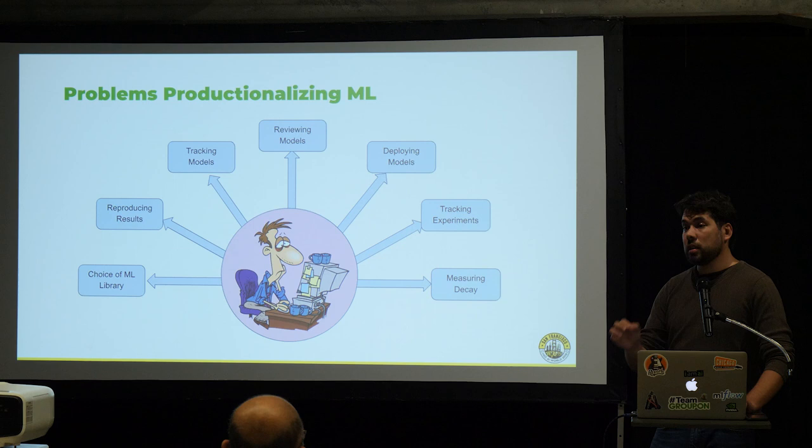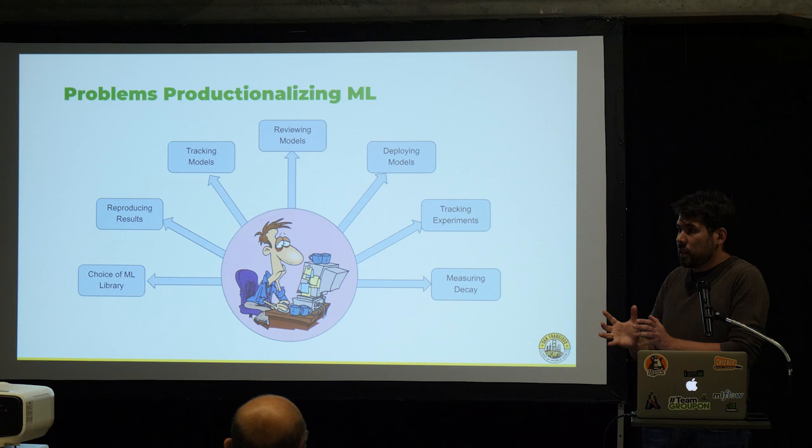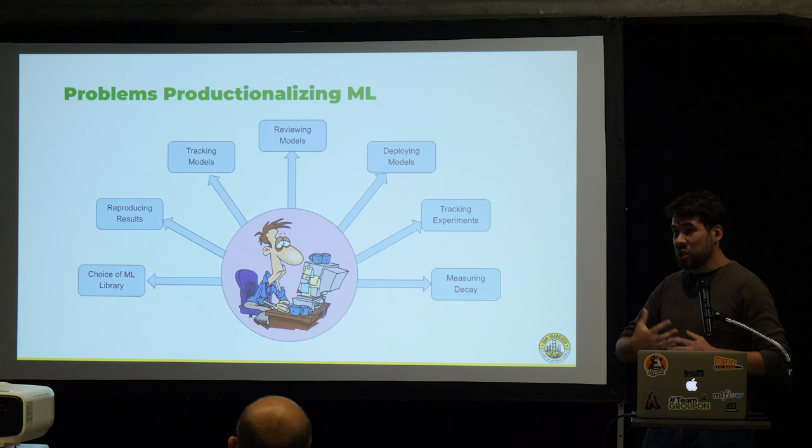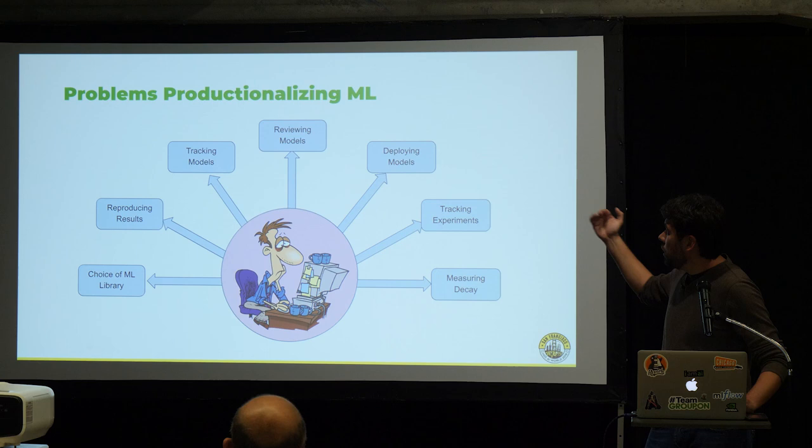The data is the source of your machine learning model, because we're learning from it. You change it, you're going to have another model. So we have to be sure that we have that crystal clear, and we store it in a safe place. So that comes with tracking models.